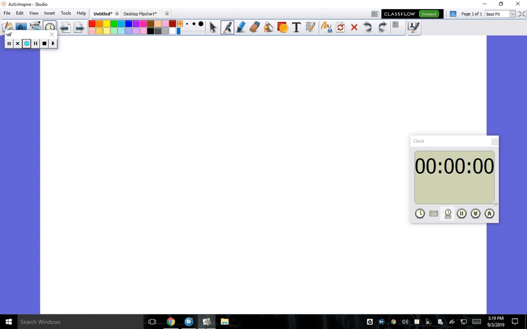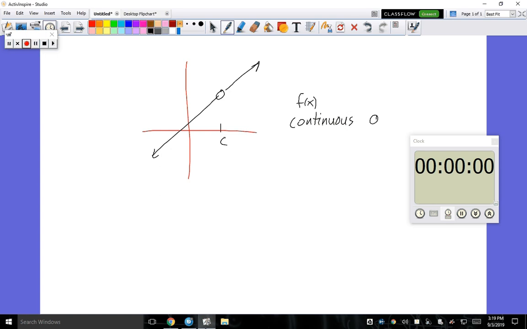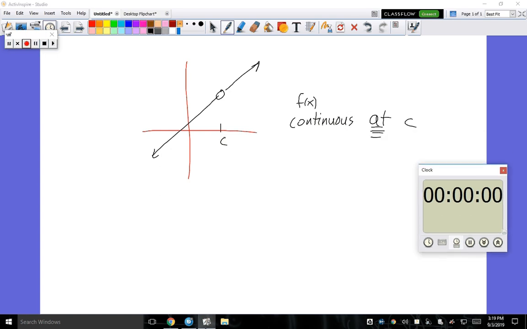Okay, so the question that I just had was this. What if we have a function that looks like this, and this is c, and I asked, is f of x continuous at c? You have no idea how huge this question is, though. Yes or no? Is it continuous at c? No. Which of the 3 rules did it fail? The first one.